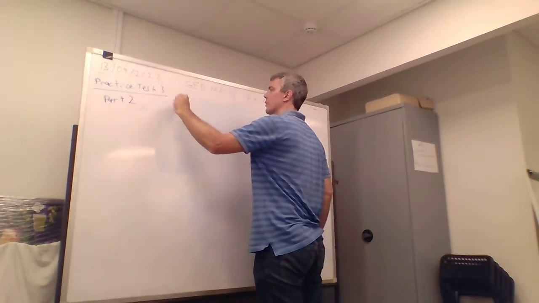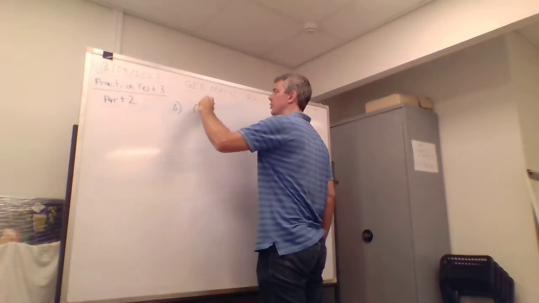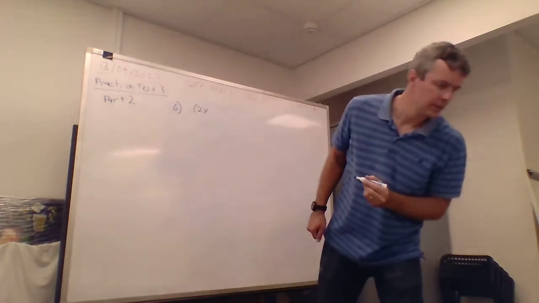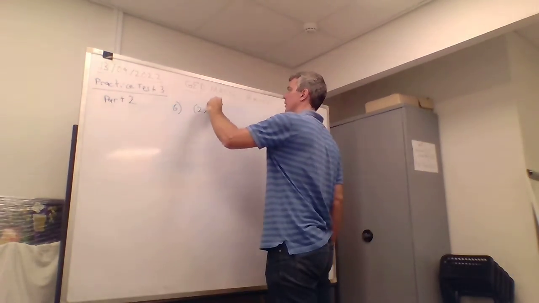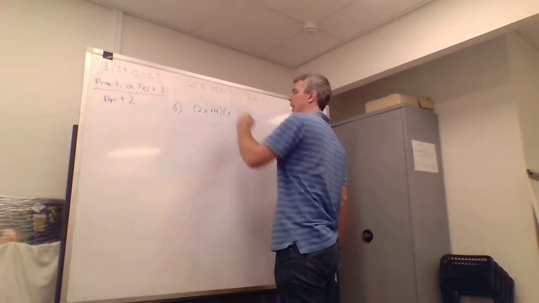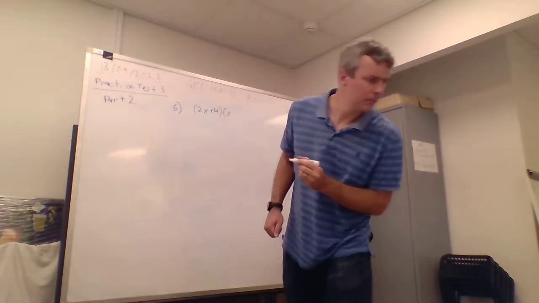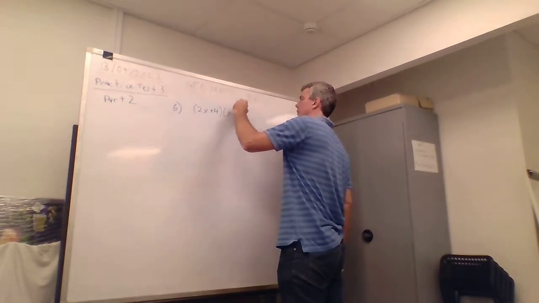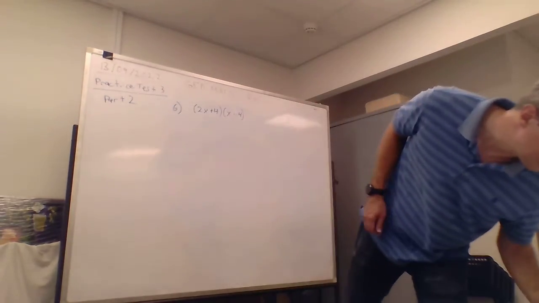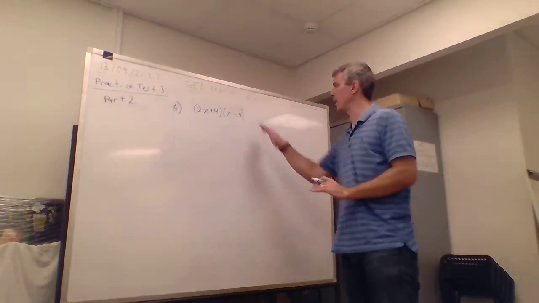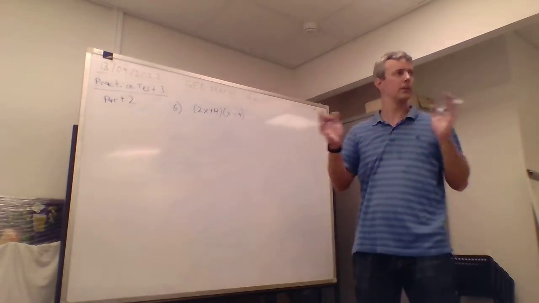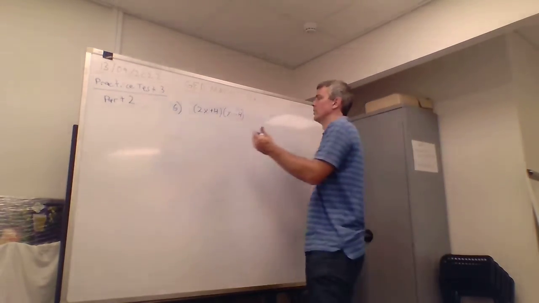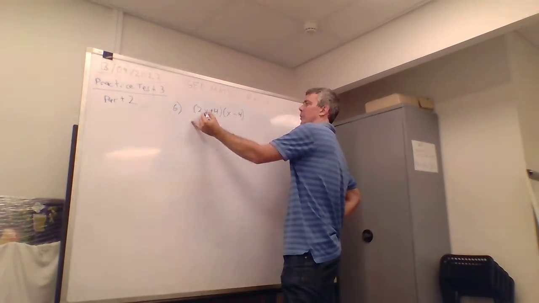So this is our algebra. Right, (2x + 4)(x - 4). Minus 4, and that's a plus? Yeah. Okay, minus, minus. So this is, you do outer, inner. Remember? So first we do 2x times x.